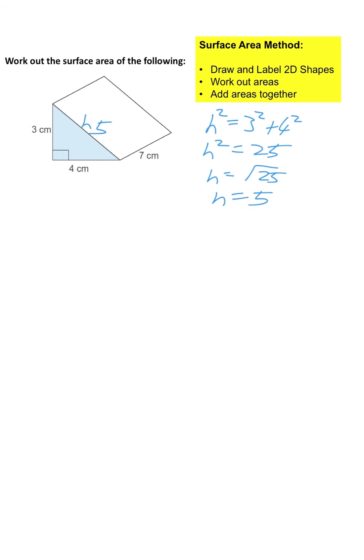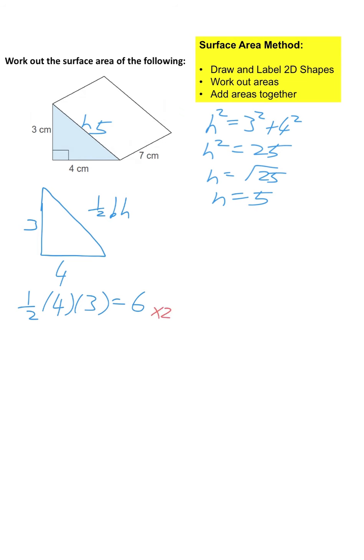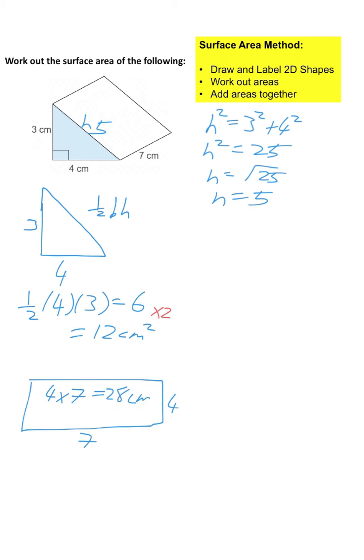So now we can start to work out the surface area. So first of all, we have the front, which is a triangle. So half the base times the height. So half times 4 by 3 will be 6. Then remember to times your answer by 2 because the front and the back are the same. So that'll be 12 centimeters squared. Now I'm going to do the base, which will be 7 and 4. So 4 times 7 is 28 centimeters squared.